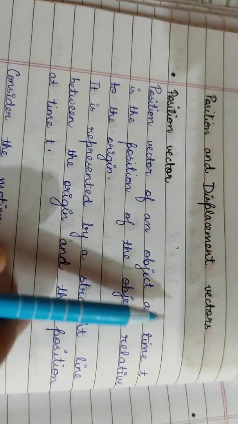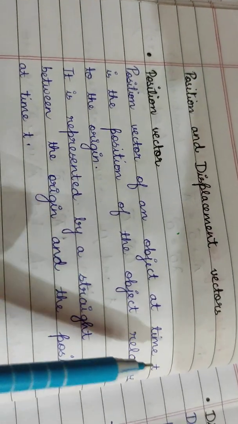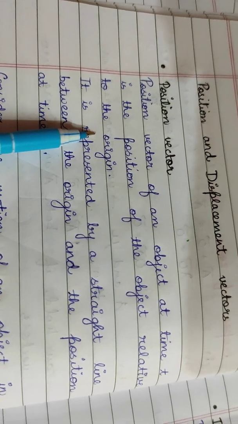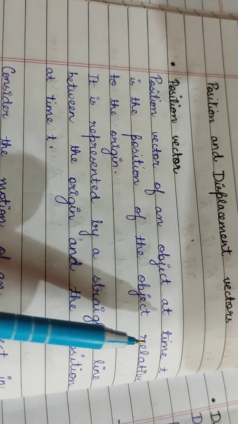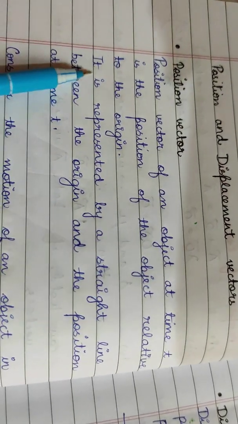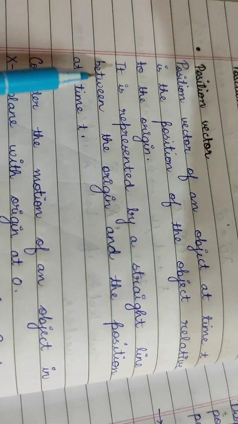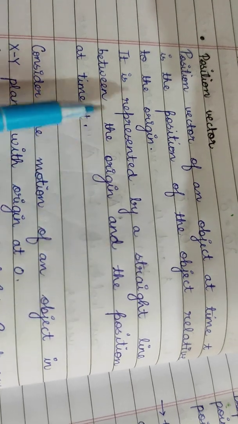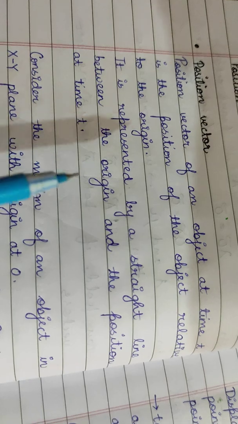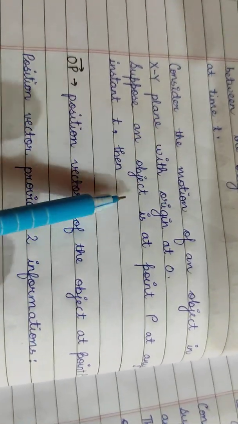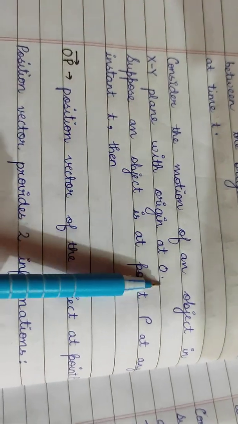Position vector of an object at any time t is the position of the object relative to the origin. So when we talk about position vector, it shows the position of the object relative to the origin at any time t. And it is represented by a straight line between the origin and the position at time t. Now to understand this, we will consider the motion of an object in the xy plane with origin at O.